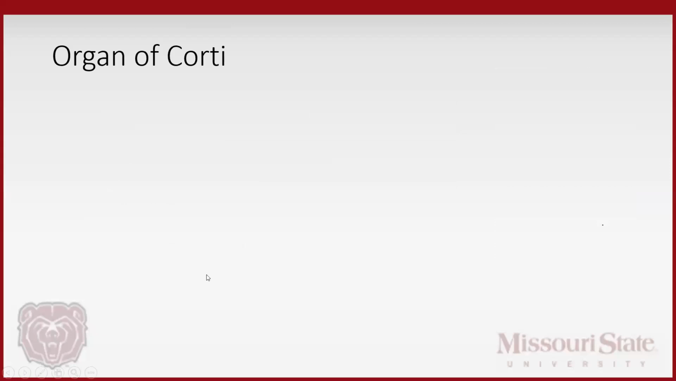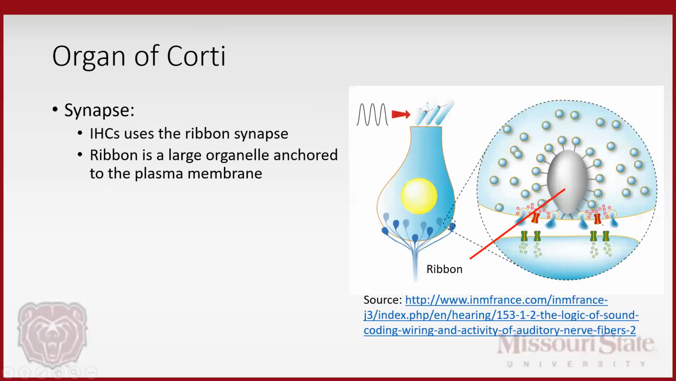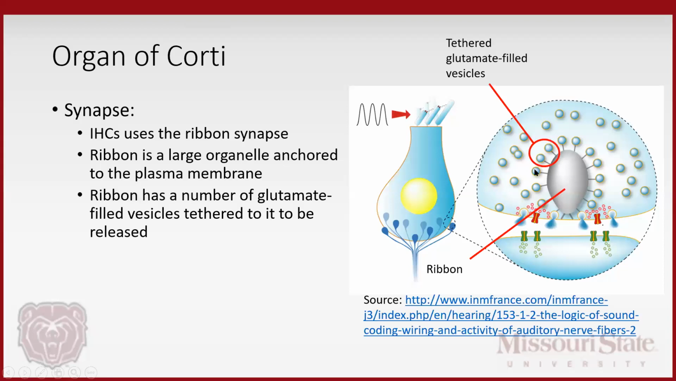Now, talking about the inner hair cells, as we're going to see in a little bit, the inner hair cells are an important structure, and part of their role is to send the signal down to the auditory nerve. So those inner hair cells have an interesting synapse. It is called the ribbon synapse, which is this one here. This is called the ribbon, which is a pretty large organelle. And this organelle basically has the vesicles that are filled with glutamate, which is the excitatory neurotransmitter that is released by the inner hair cells.